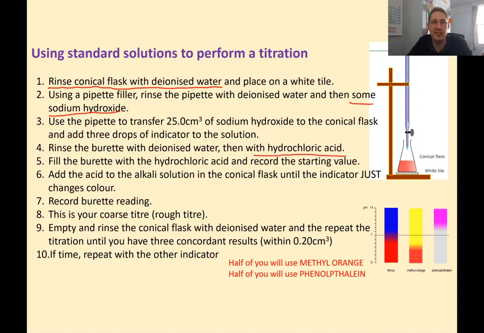So pause the video and think, why do we not rinse the conical flask with the solution that's going to go in it, but we are going to rinse the pipette and the burette with the solutions that are going to go in it?